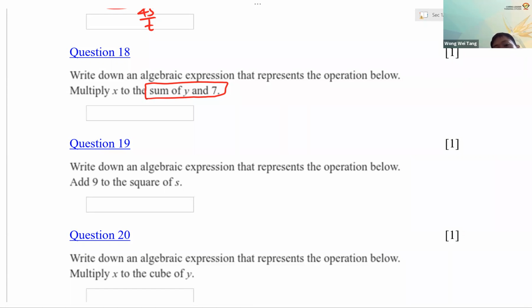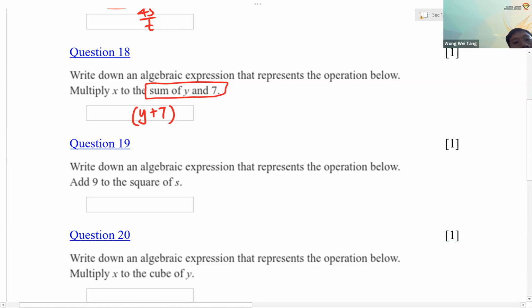Sum means plus, yes. But what plus what? 7 plus y. Correct. The sum of y and 7 means y plus 7. But that's not all they want us to do to this. They want us to multiply. Multiply x to the sum of 7 and y.